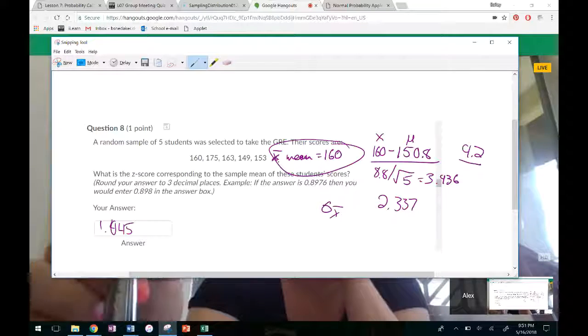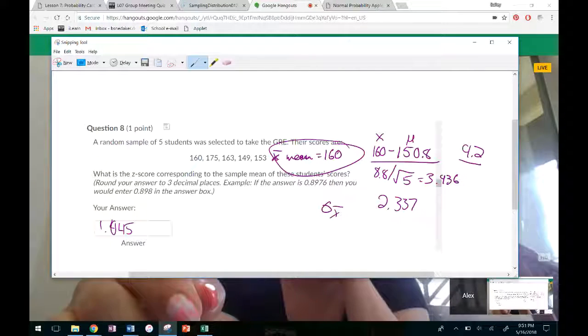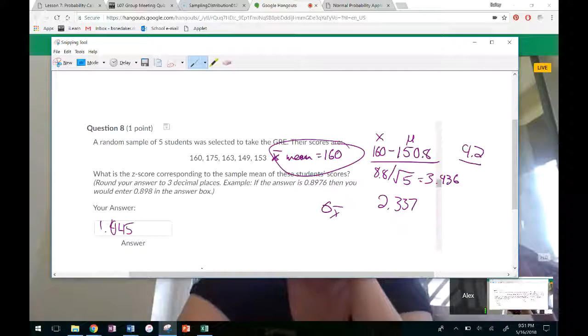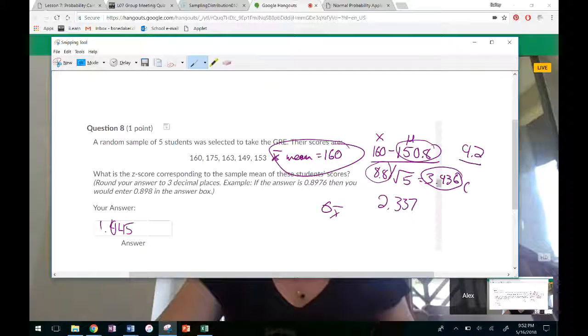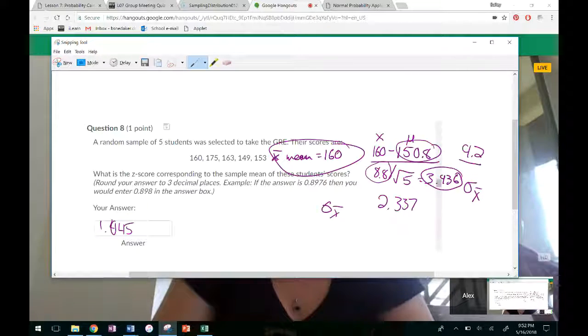So X bar, this is the sample mean, right? Uh-huh. Which is what we calculated, 160. This is the population mean. Yep. This is the population standard deviation. Uh-huh. This is the sample standard deviation. Does that make sense? Yes. Hold on, I'm just getting 3 point... is that 3.936? Yeah.